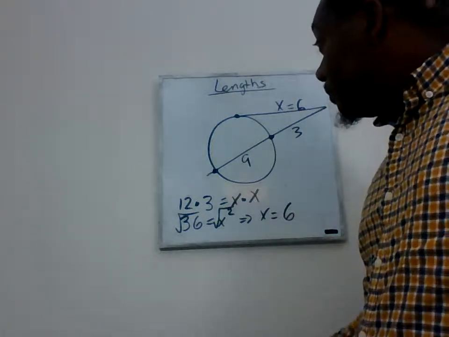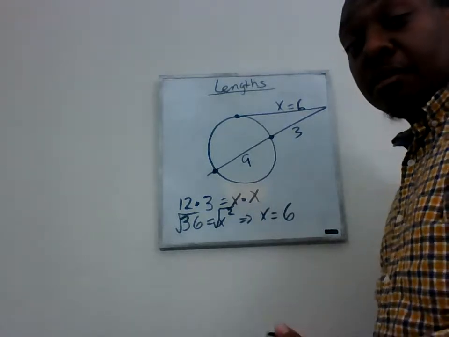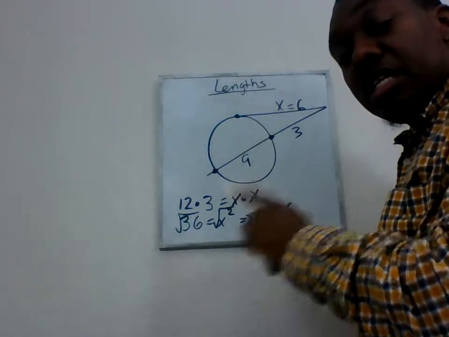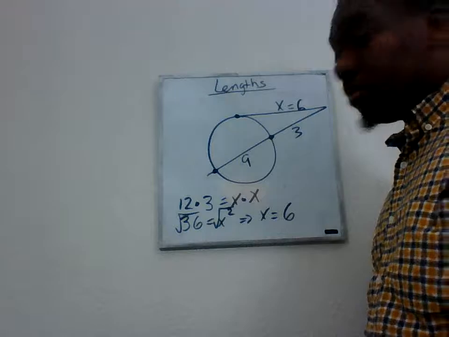All right. Now, this was for secant-tangent. What if we have two secants?